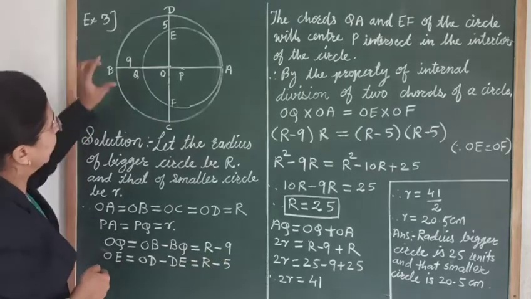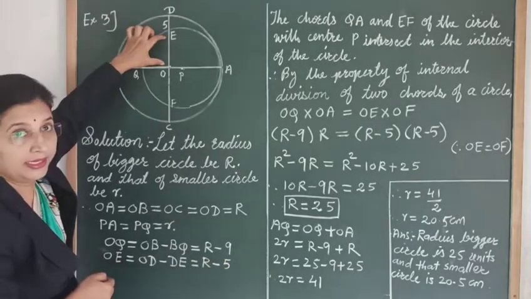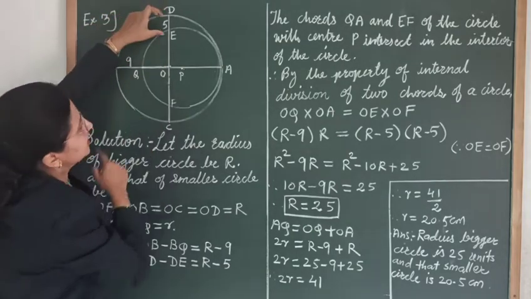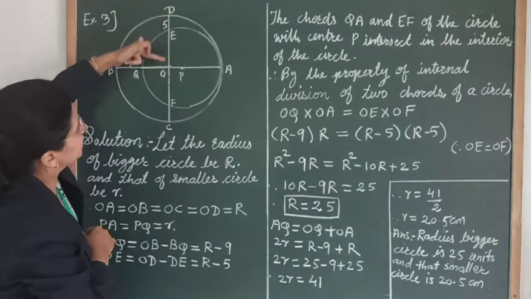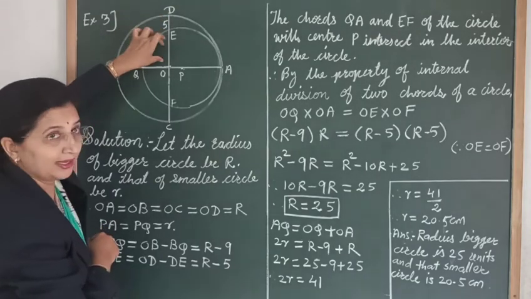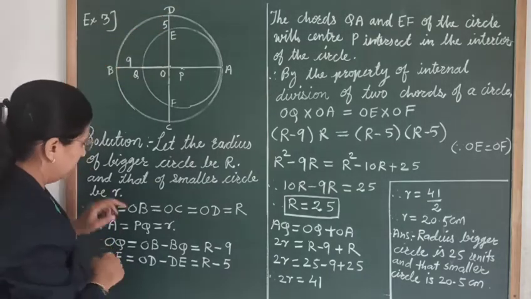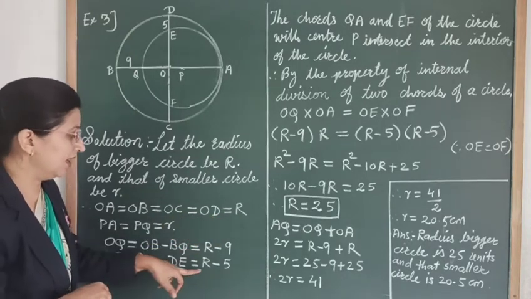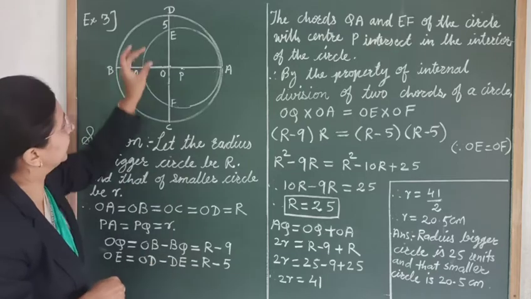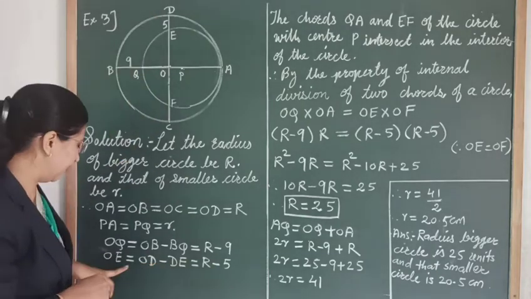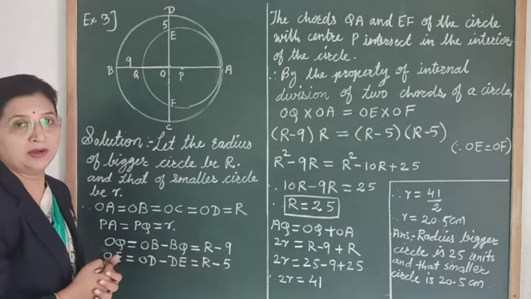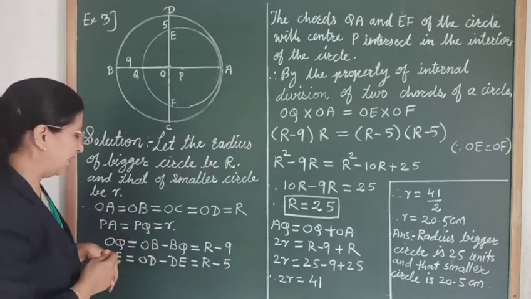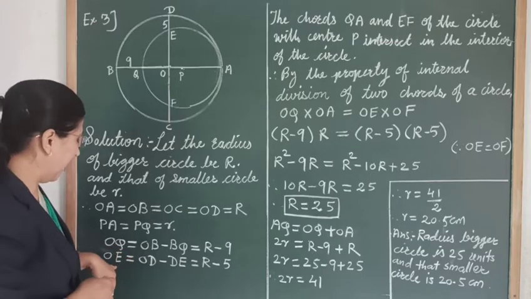Similarly, OE. This OE is nothing but OD minus DE. From this OD, if we remove DE, we get the OE. So here OD is nothing but the radius of the larger circle, that is also capital R, minus DE. DE is given 5. So in this way we got OE as R minus 5. Then why did we have to find these values of OQ and OE?